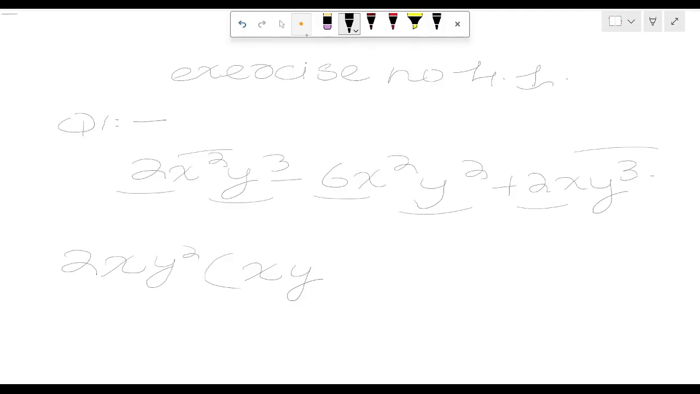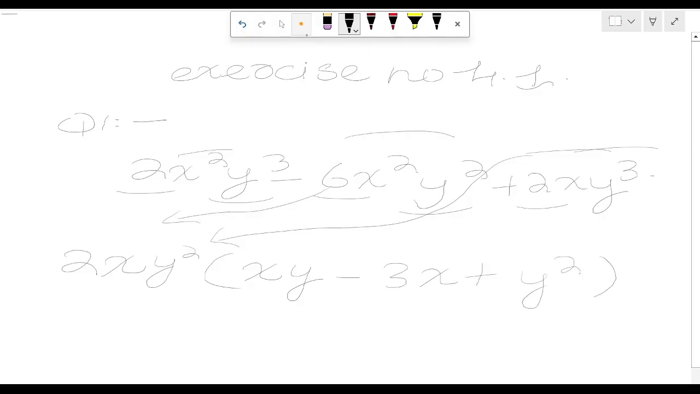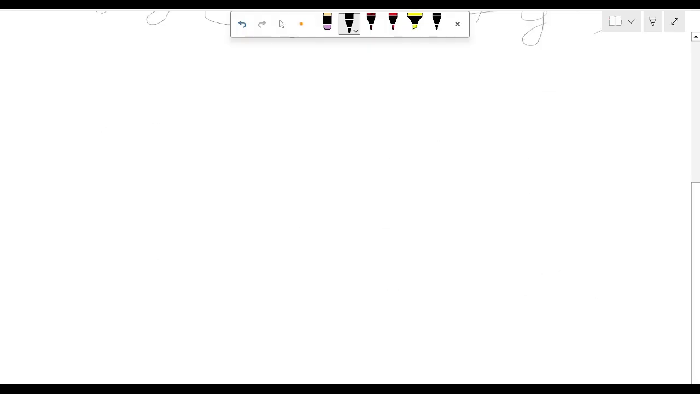So this is 2x square y cube divided by 2xy square. Then I need to do the same for the other terms. This will also be divided by 2xy square, and this will also be divided by 2xy square. So then the resultant will be 3x and then y square. So this is our final answer.